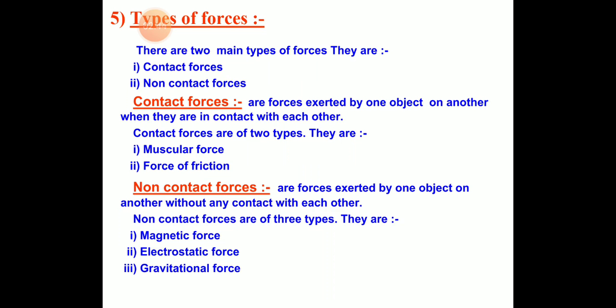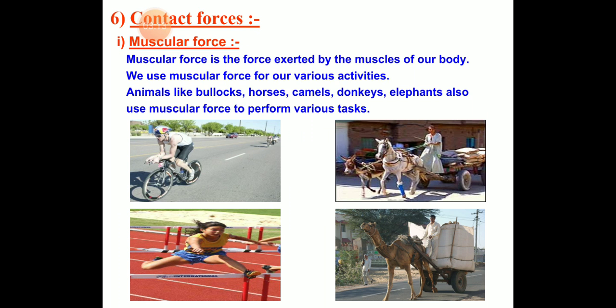There are two types of force. One is called contact force, the other is called non-contact force. When we apply force on an object by coming in contact with the object, this is called contact force. There are two contact forces: muscular force and force of friction. When the force is exerted by one object on another object without coming in contact with the object, that is called non-contact force. There are three types of non-contact force: magnetic force, electrostatic force and gravitational force.